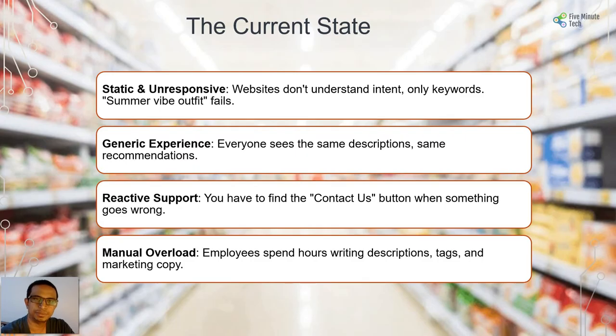Now the generic experience is there where everyone sees the same description and the same recommendations, and then there's reactive support. You have to find the contact us button when something goes wrong, and then there is manual overload where employees spend hours writing descriptions, tags, and copies of marketing text.